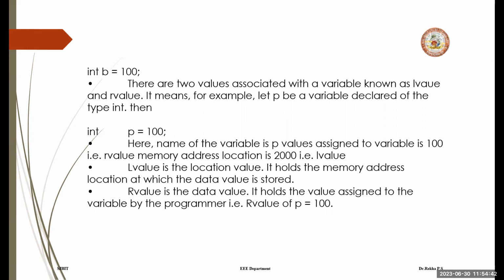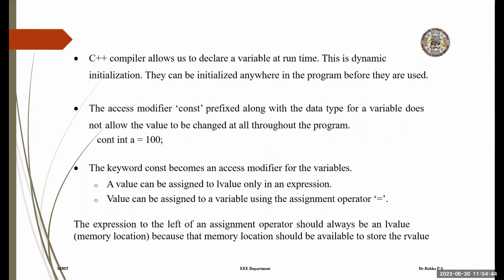That is R value of P is 100, like that. So C++ compiler allows us to declare a variable at runtime. So this is dynamic initialization. They can be initialized anywhere in the program before they are used.